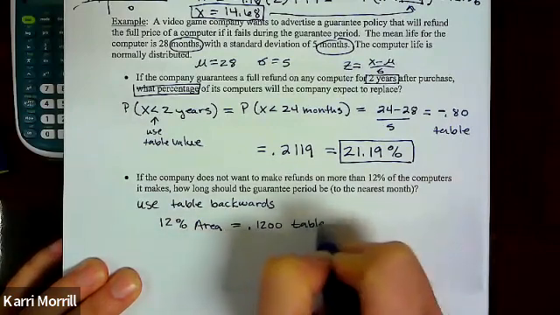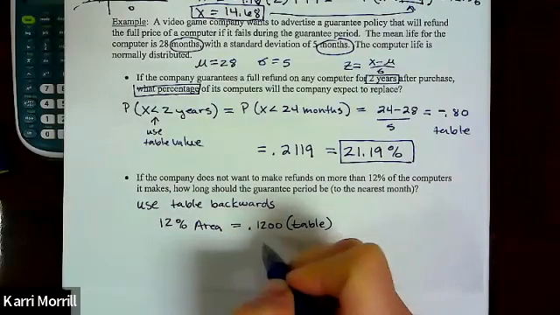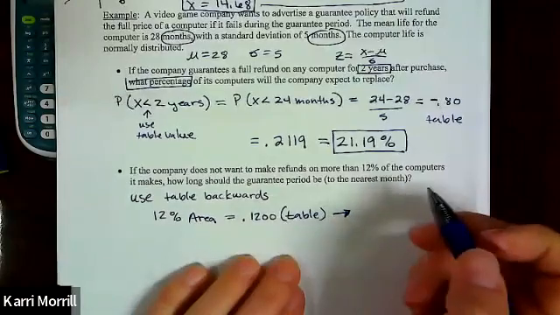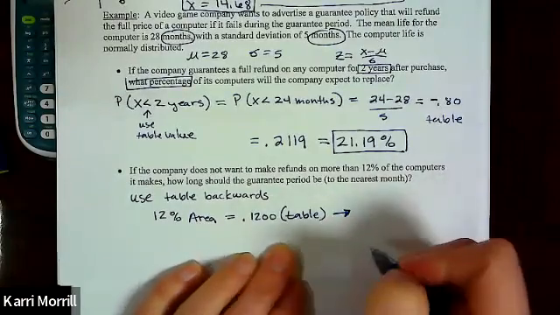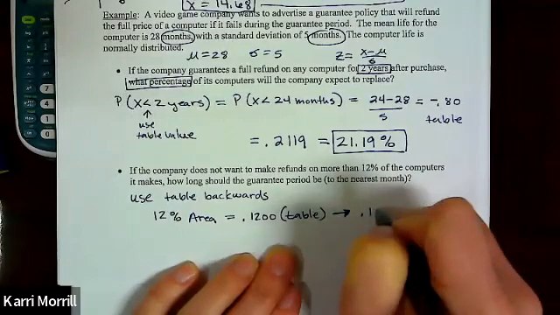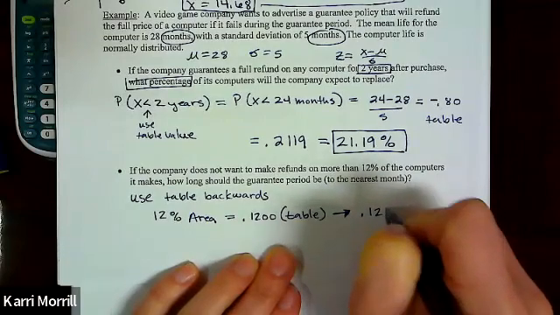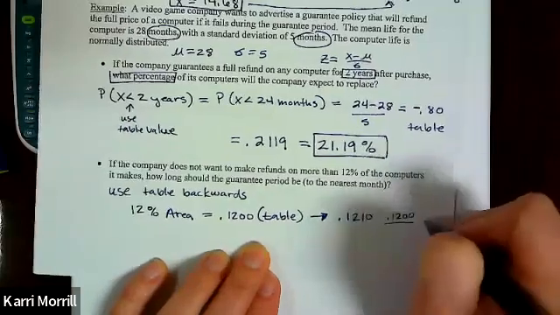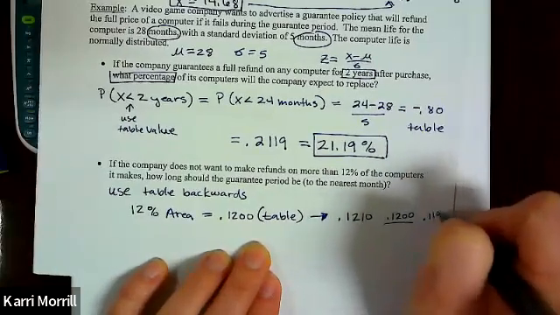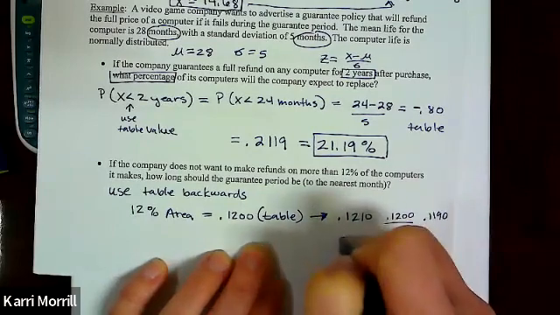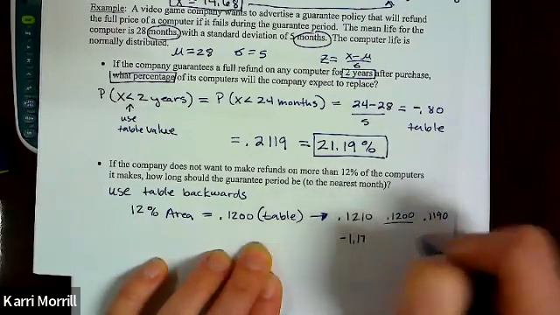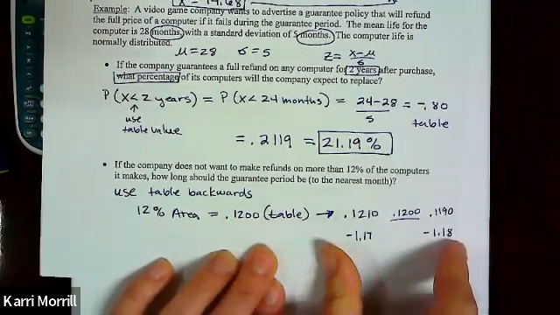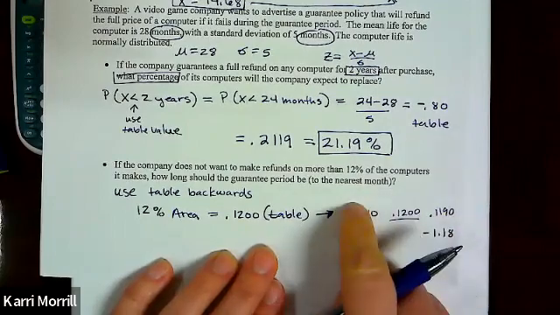So we have to use the table backwards with this 0.1200. Now when you pause this video and find it yourself, please do that right now. It's going to lie between 0.1210, and then here's the one that's ours, and then the other one is 0.1190. So this correlates with the z-score negative 1.17, and this correlates with negative 1.18. And so they're the same above and below in difference.